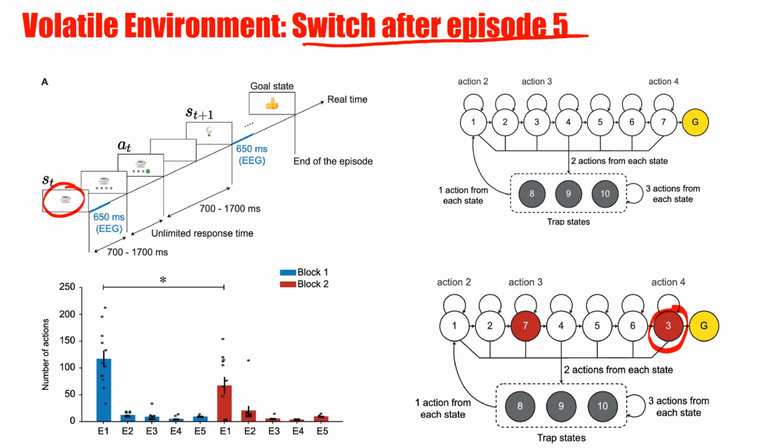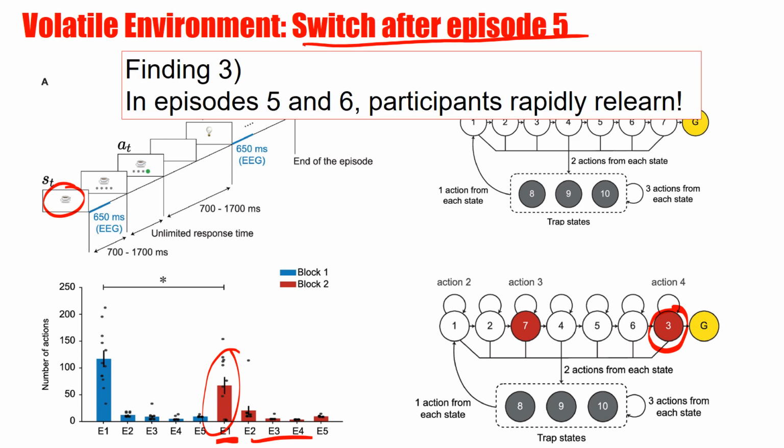Nevertheless, participants only take about 100 actions to understand the new configuration and go to the goal in the first episode after the switch. And then again, they are no longer confused. They go more or less straight to the goal. So in episodes 5 and 6, participants rapidly relearn, they readjust to the new configuration.